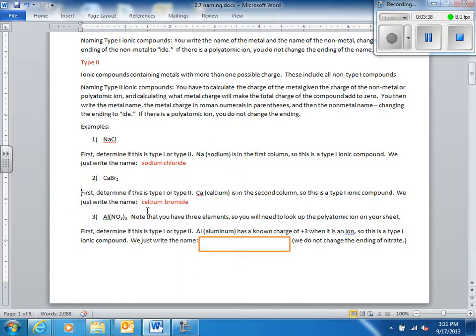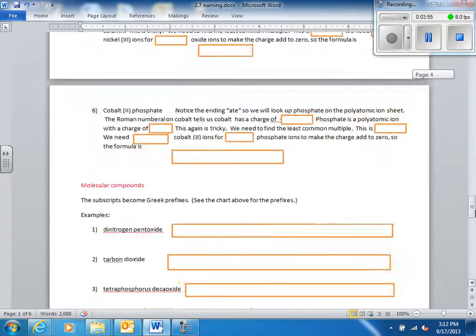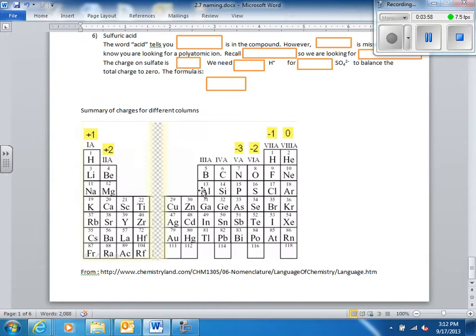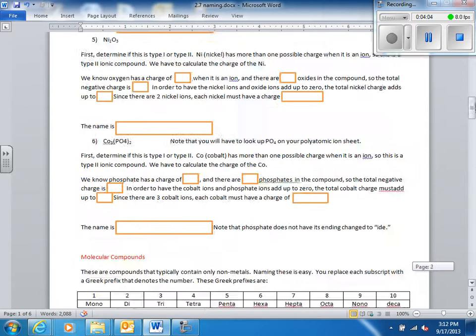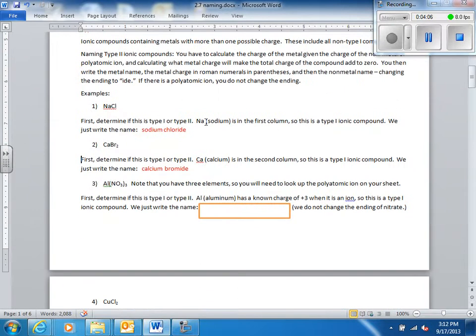Okay, this one. Notice you have three elements. In this case, we're going to have to look up this polyatomic ion. Whenever you have three elements, you're going to use that polyatomic ion sheet that I gave you in class. You will look up NO3, and you will find that the name of that is nitrate. Aluminum, we're going to look up on the periodic table. That was one of those. It's not an alkali or alkaline earth metal, but we do automatically know the charge, so we do not write a Roman numeral. We just write aluminum because we automatically know the charge. And we write nitrate. We don't change the ending to "ide" when we have polyatomic ions. It's just aluminum nitrate. Those were easy.